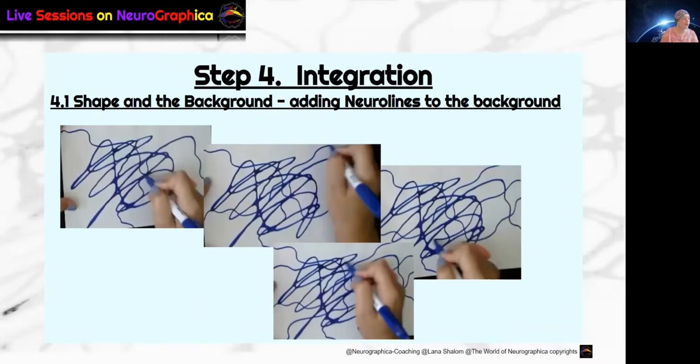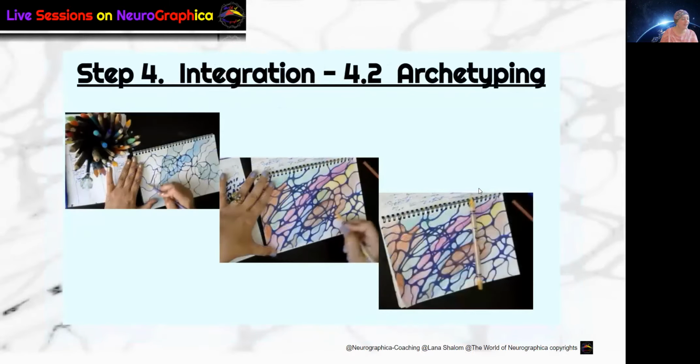Okay, so today what we're doing, we are discussing something called archetyping. What is archetyping? Archetyping in Neurographica is what we call when we start adding color. What happens when we start adding color? What is color all about? Color is all about lots of underlying ideas and the way the subconscious works on a separate level, right?